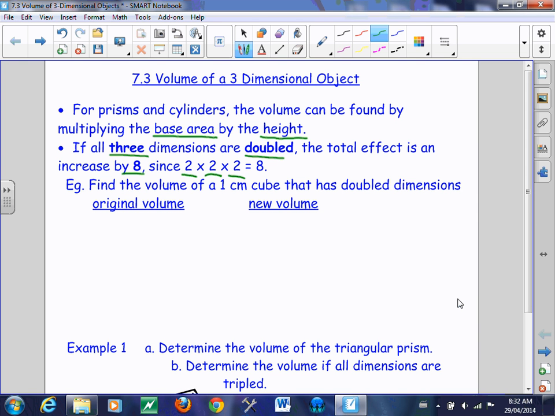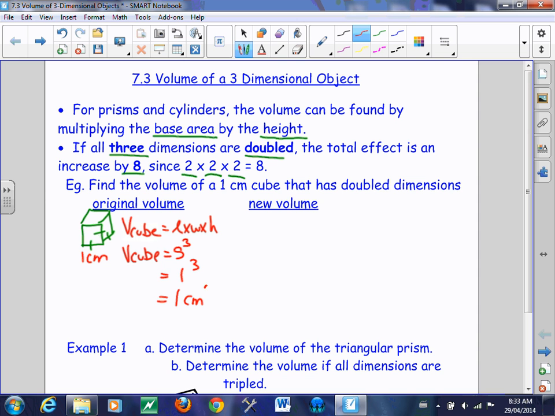Find the volume of a 1 centimeter cube that has doubled its dimensions. So let's take a look at the original volume. If I quickly draw my lovely little cube, see if you have some better artistic talent than I do, and I show it as a cube, and I know that it's 1 centimeter. So volume of a cube, you could either say that it equals length times width times height, which is your general volume formula for a rectangular box. However, you could also say volume of a cube equals S, meaning the side length cubed. So I'm going to plug that in, 1 cubed, which equals 1 centimeter cubed.